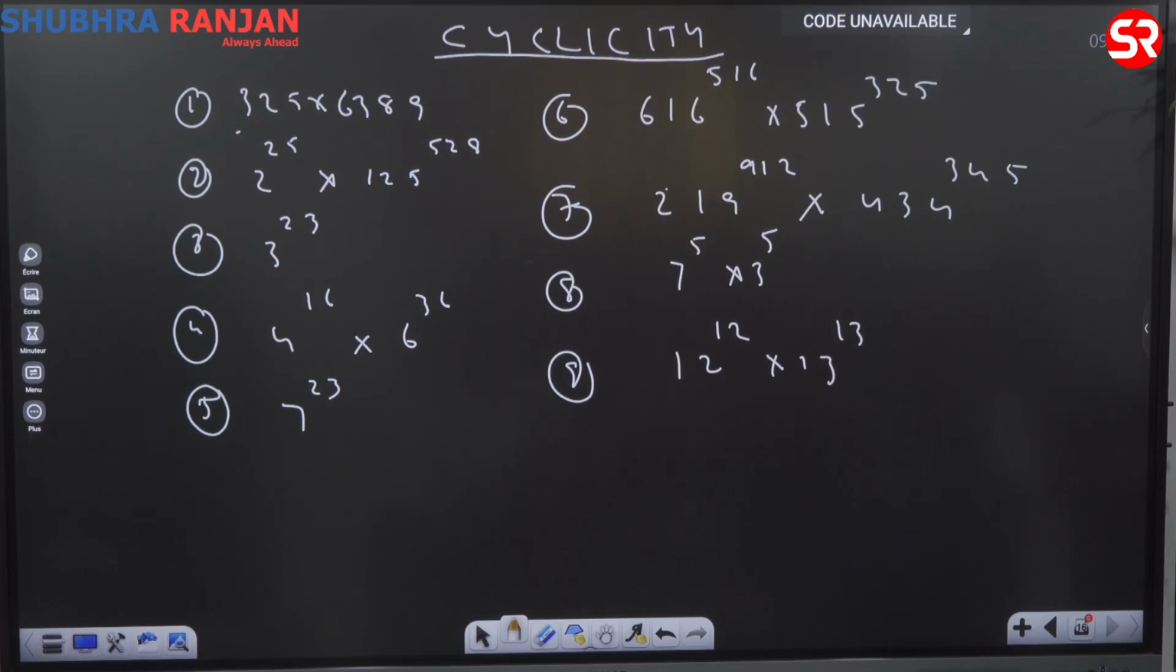325 into 6389, 2 power 25 into 125 to the power of 528, 3 power 23, 4 power 16 into 6 power 36, 7 power 23, 616 to the power of 516 into 215 to the power of 325, 219 to the power of 912 into 434 to the power of 345, 7 power 5 into 3 power 5, 12 power 12 into 13 power 13. That's all.